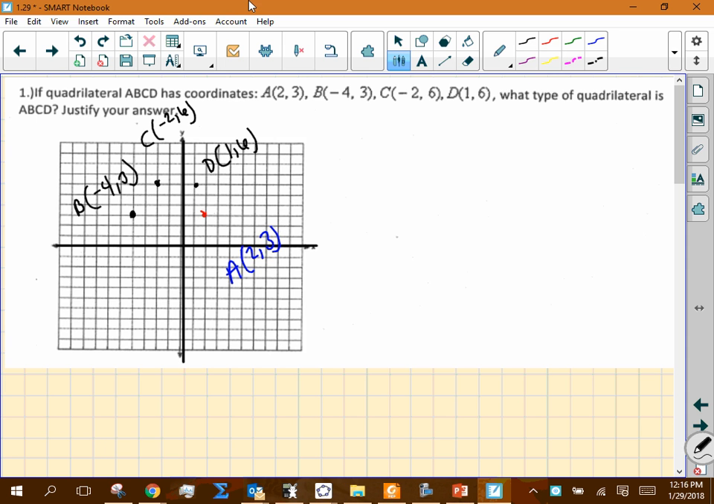All right, I know it's kind of messy, at least looking at my screen, to see those ordered pairs written in there. But if I construct the quadrilateral ABCD, the first thing is, does it look like a parallelogram? No. But remember, we don't want to go off of looks. Looks can be deceiving, right?